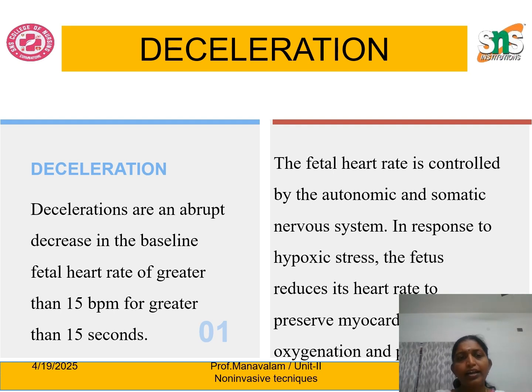Next, deceleration. Deceleration is the opposite of acceleration. There is an abrupt decrease in the baseline fetal heart rate greater than 15 beats per minute for more than 15 seconds. The fetal heart rate is controlled by the autonomic and the somatic nervous system. Whenever the fetus is exposed to a state of hypoxia, this is one adaptive mechanism. The fetus adapts when there are changes in the oxygen supply and blood supply. The fetal heart reduces its heart rate.